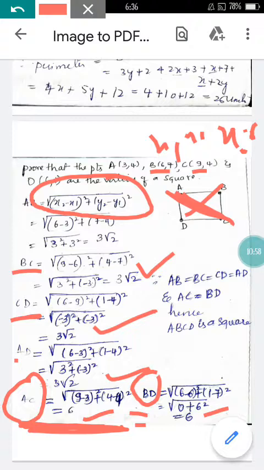Therefore, at the last I have mentioned here that AB is equal to BC, which is equal to CD, which is equal to AD, and the diagonals are also equal. Hence we can conclude that ABCD is a square.